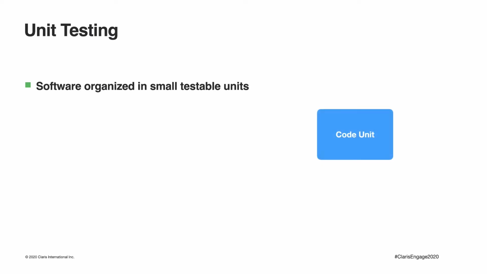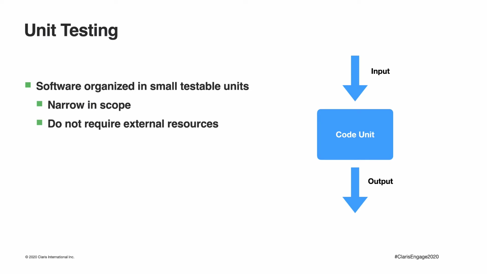Let's start by taking a look at a type of low-level test called the unit test. To do unit testing, software has to be organized in small testable units. Each code unit takes some input and produces some output. The code units would have to be fairly narrow in scope, and ideally they do not require any external resources like network resources or databases or the file system. The unit tests would vary the inputs and then compare actual output to expected output.